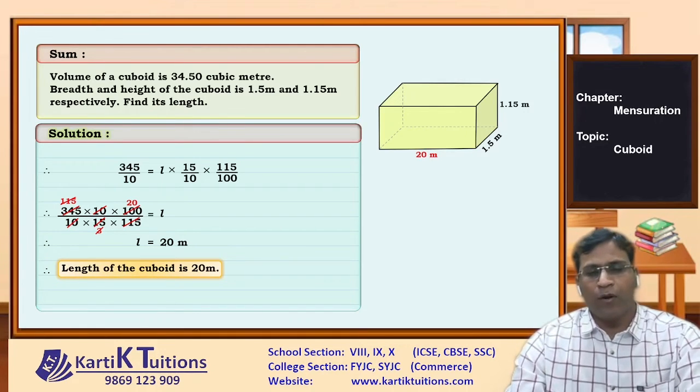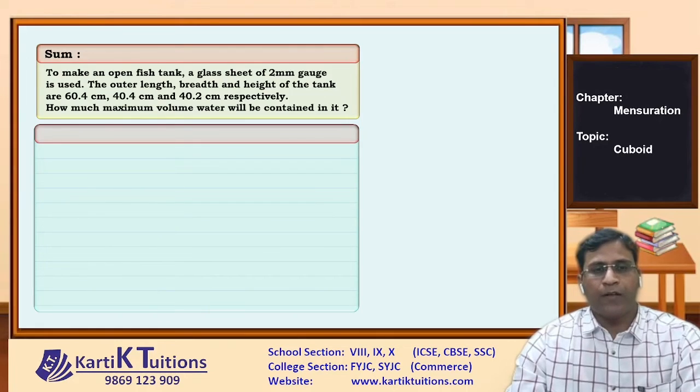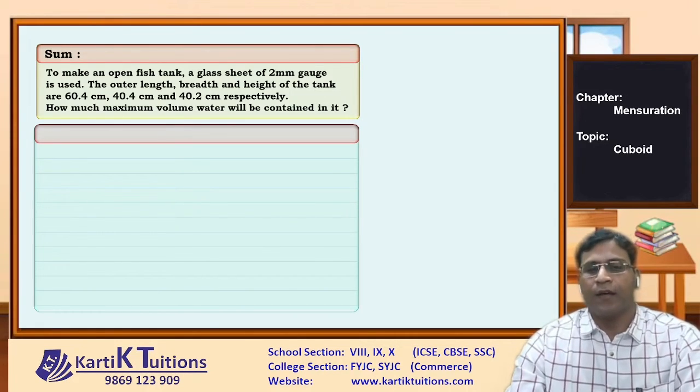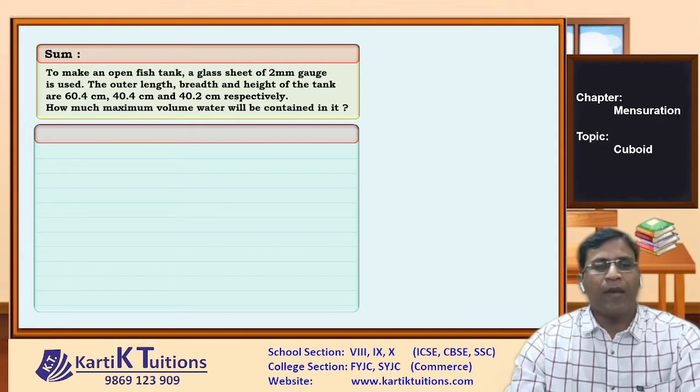Let's look at one more interesting sum. Now please pay attention for this sum. ये थोड़ा tricky है, but daily life में हमेशा ही आता है. So you should look at this sum very carefully. To make an open fish tank, a glass sheet of 2 millimeter gauge is used. The outer length, breadth and height of the tank are 60.4 centimeter, 40.4 centimeter and 40.2 centimeter respectively. How much maximum volume water will it be contained in it?